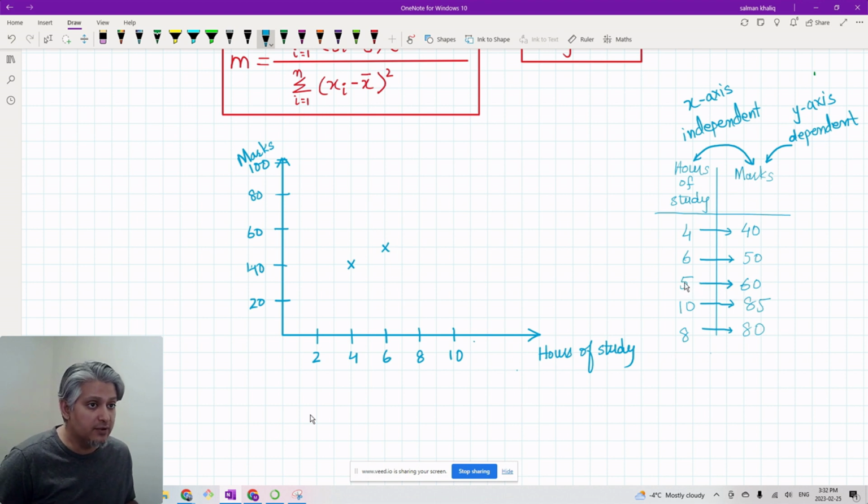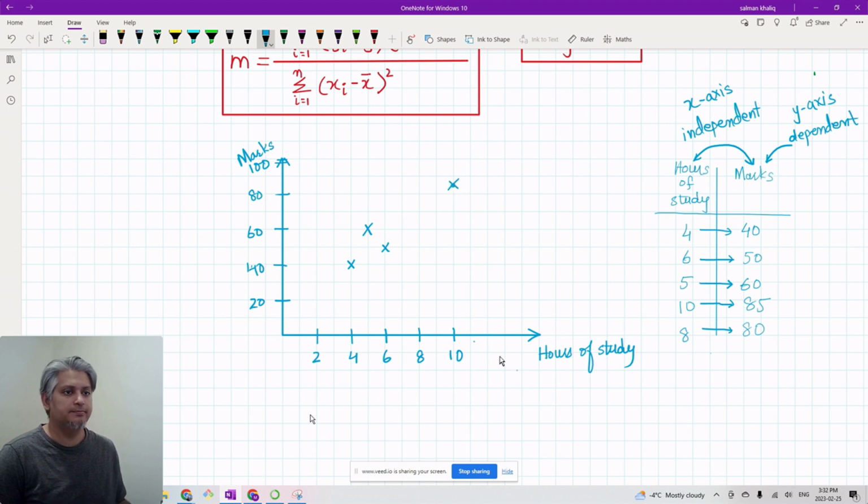Then when the student studied for 5 hours, got 60 points. So 5 hours would be somewhere here, and then the student got 60 points. When the student studied for 10 hours, got 85. So 10 hours and 85 would be, maybe I would say, somewhere in the middle of this. So this is 10 and this is 85, somewhere here.